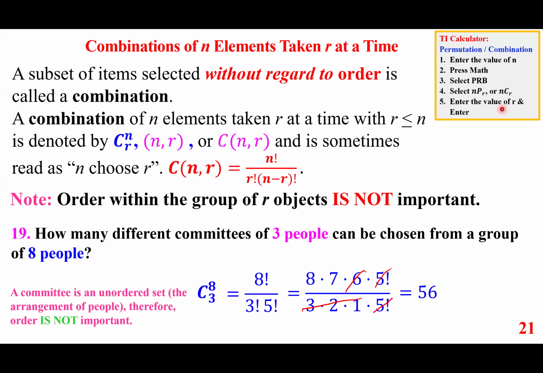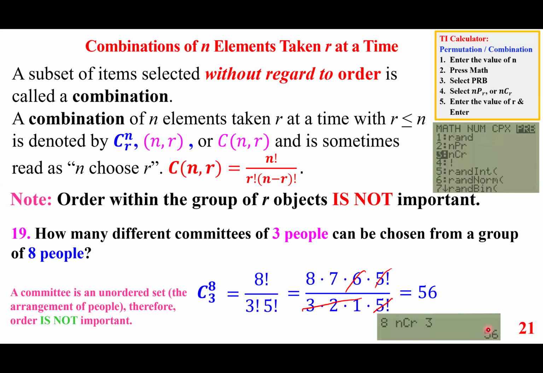Again, you may use a TI. So you go with math, probability, nCr. You've already chosen the n, which is 8. You put it in, and it gives you 56 as the final answer.